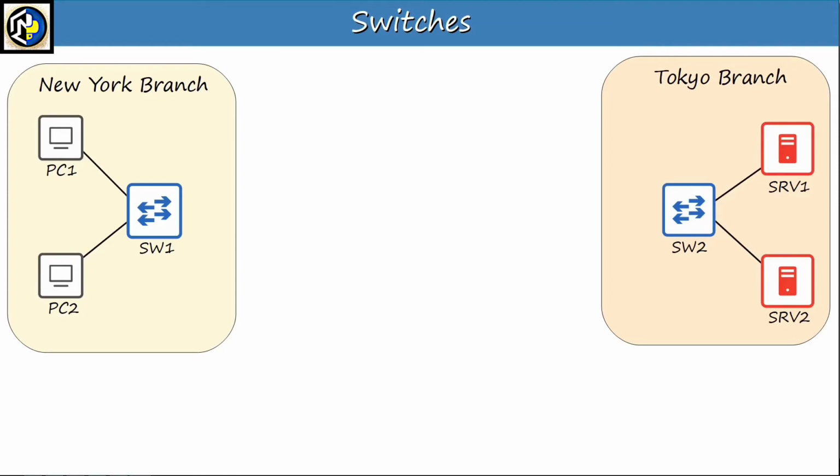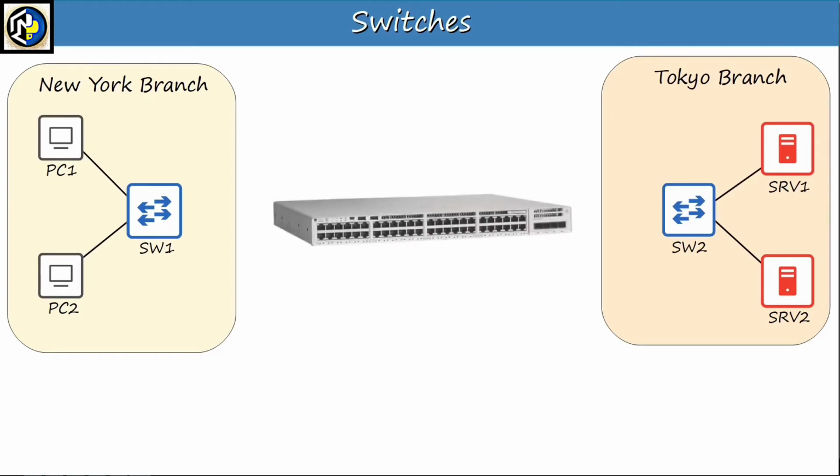As you can see, the two PCs are connected to switch 1, and the two servers are connected to switch 2. Switches have lots of interfaces for you to connect end hosts to. Look at this Cisco Catalyst switch. As you can see, lots of interfaces or ports to plug your PCs or servers into.